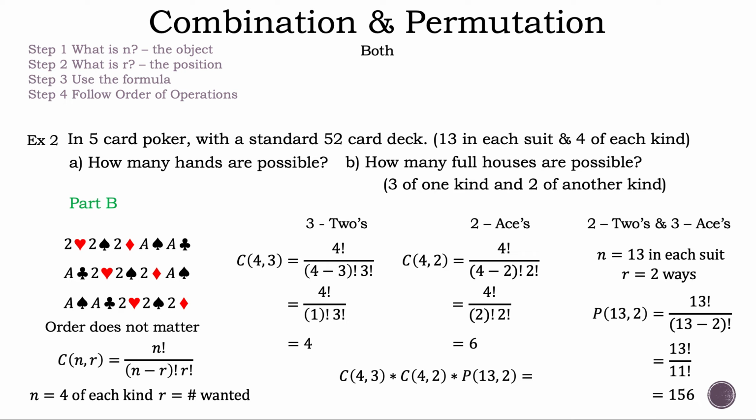So we have 4 choose 3 times 4 choose 2 times 13 permutations of 2. This could be our answer without a calculator, but since we have one, let's go ahead and find it, and our result is 3,744. Or we could use the results that we already found, and 4 times 6 times 156 is also equal to 3,744. That is example 2B.